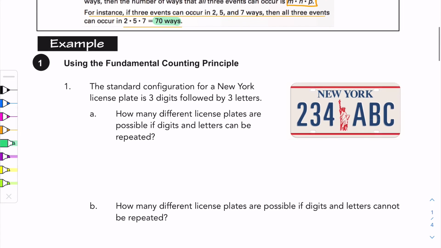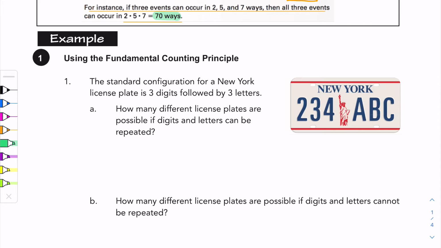So for the first example, we're going to be dealing with a license plate. Number 1 says the standard configuration of a New York license plate is 3 digits followed by 3 letters. How many different license plates are possible if digits and letters can be repeated?